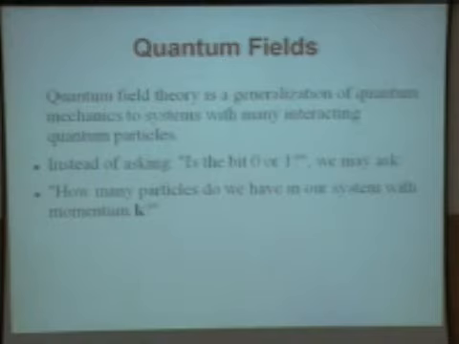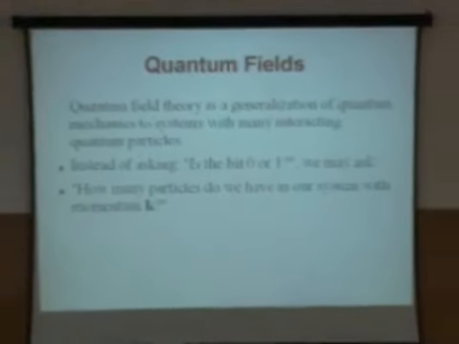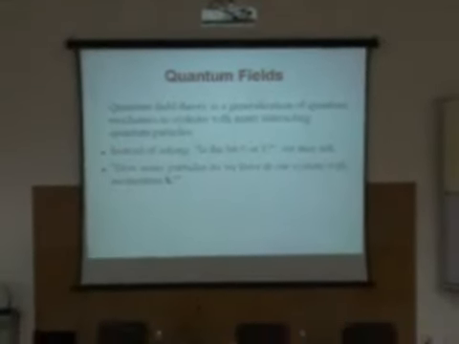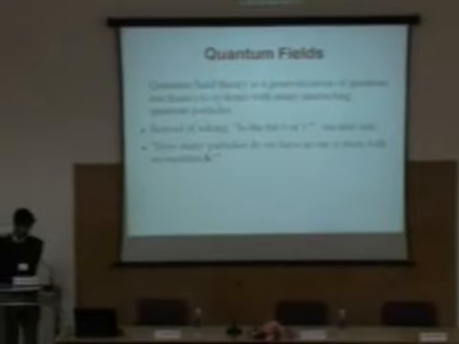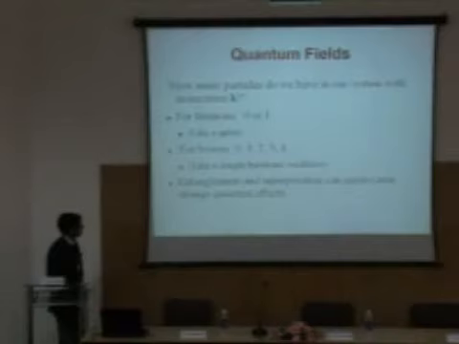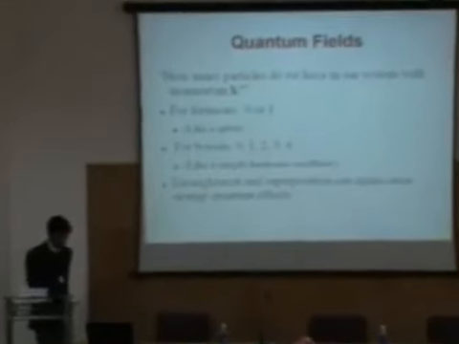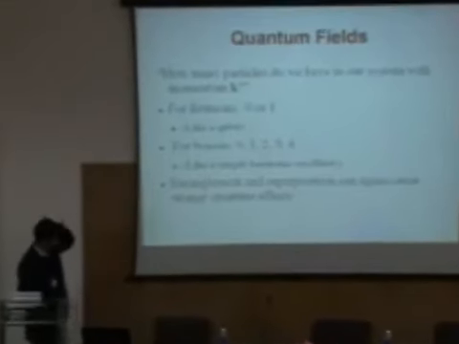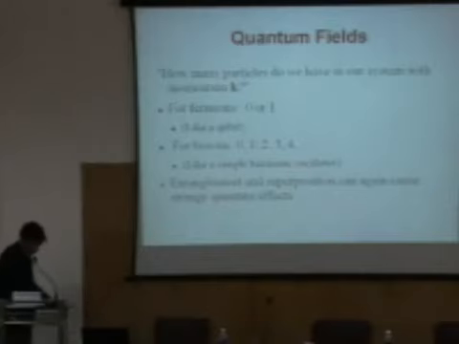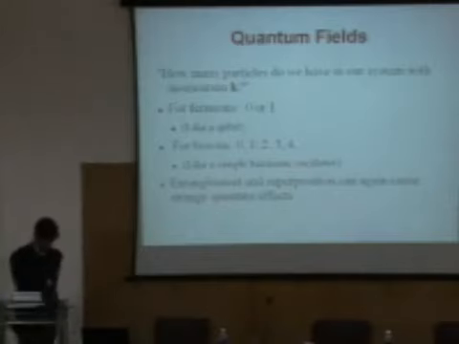So instead of asking, is the bit 0 or 1, we have a system of many interacting quantum particles, and we ask, how many particles do we have in our system, say with a given momentum k? And if it's fermions, the answer can be 0 or 1 or some superposition, and if it's bosons, 0, 1, 2, 3, 4, ... So for fermions, it's sort of like a qubit again, and for bosons, those are the energy levels of a simple harmonic oscillator. But okay, entanglement and superposition again can cause strange quantum effects, so it's not that simple.